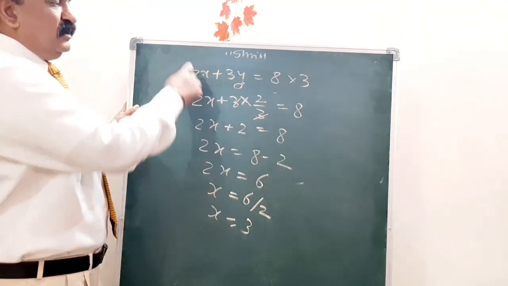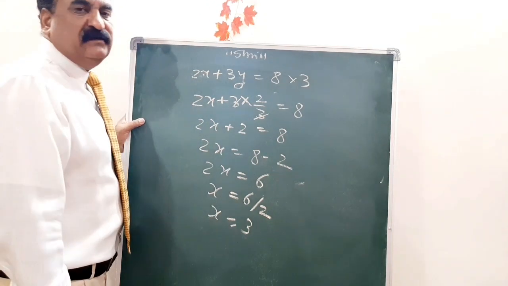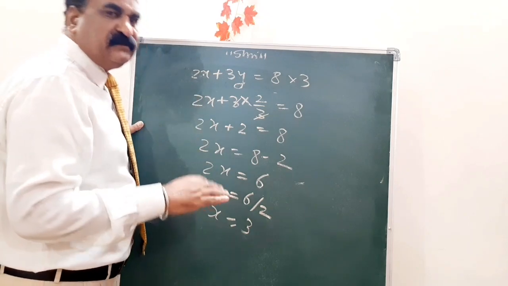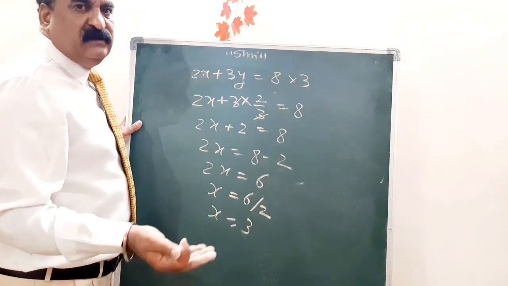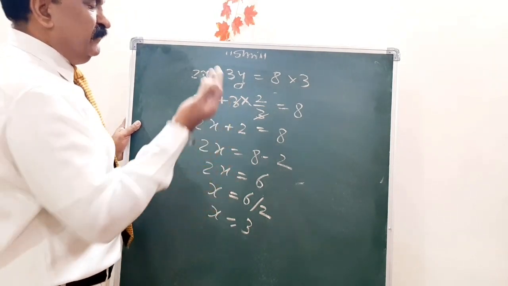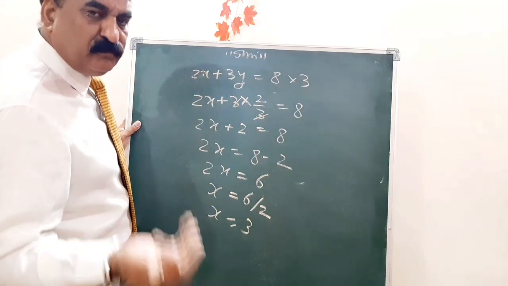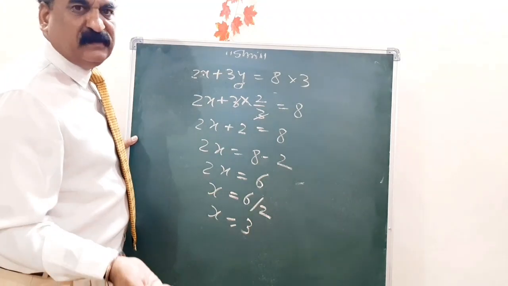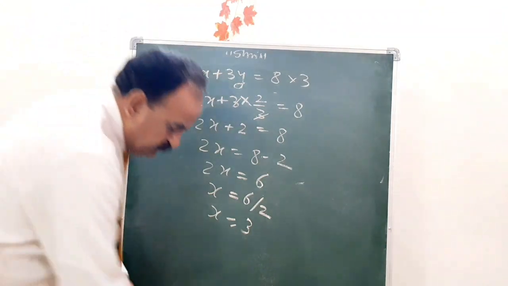Clear? This is called the method of elimination. Elimination means you are going to eliminate either x or y. Choice is yours. You can find the value of x first, then find the value of y. Or you can find the value of y first, then find the value of x. Okay, now one more question.